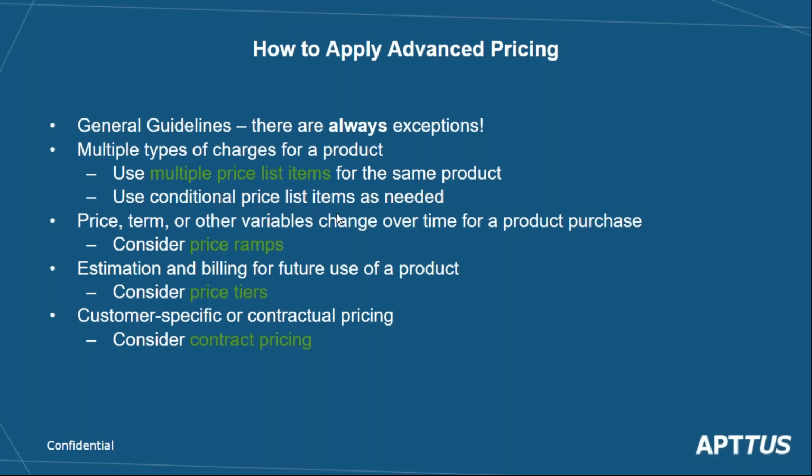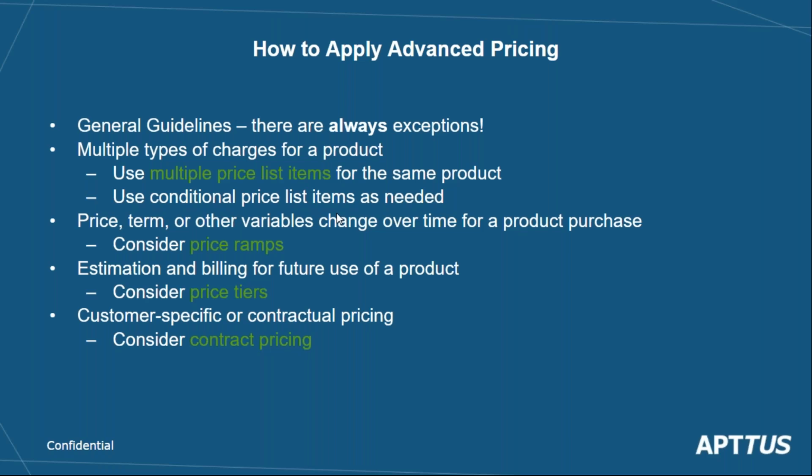And then if we are talking about estimation and billing for future use of a product, so whenever we are talking about a usage product that we will use probably for the next 5 years, we have to plan what the billing will be after 1 year, after 2 years, after 3 years, and if there is a particular limit that we have to apply, then we will be using price tiers. So it is based on the usage of the particular product. If something is changing, then we have to consider the price tiers.